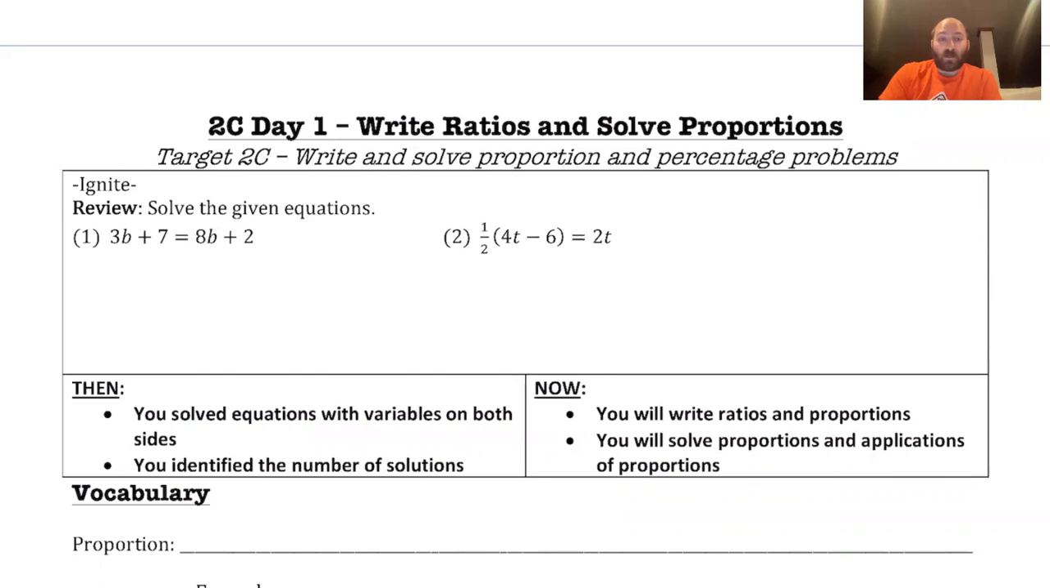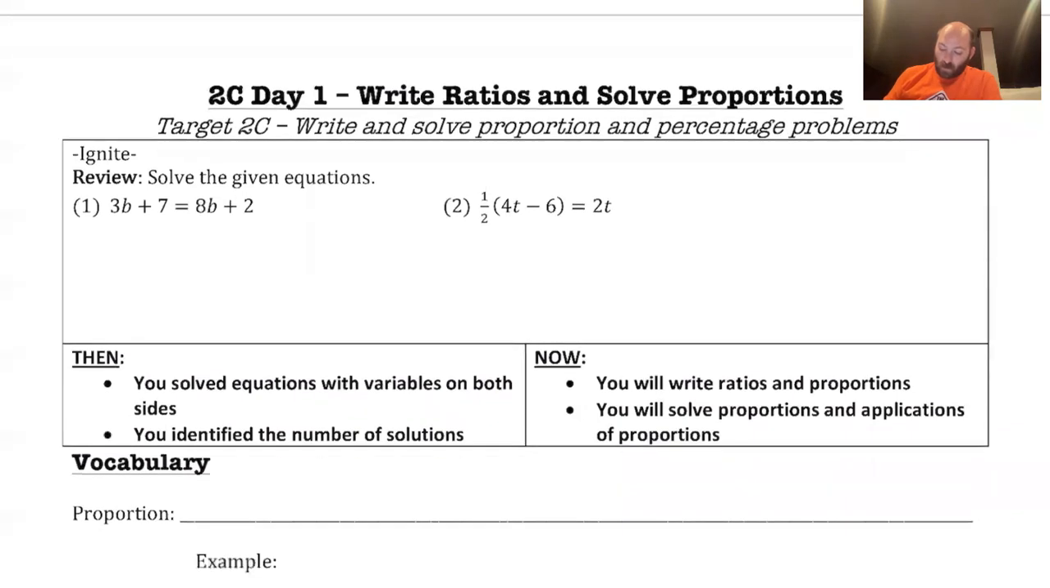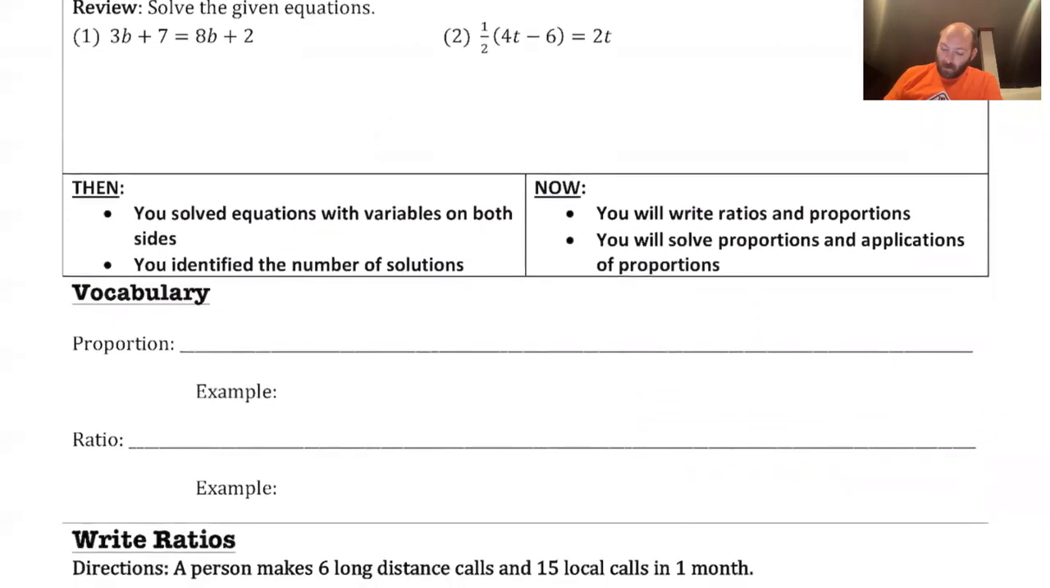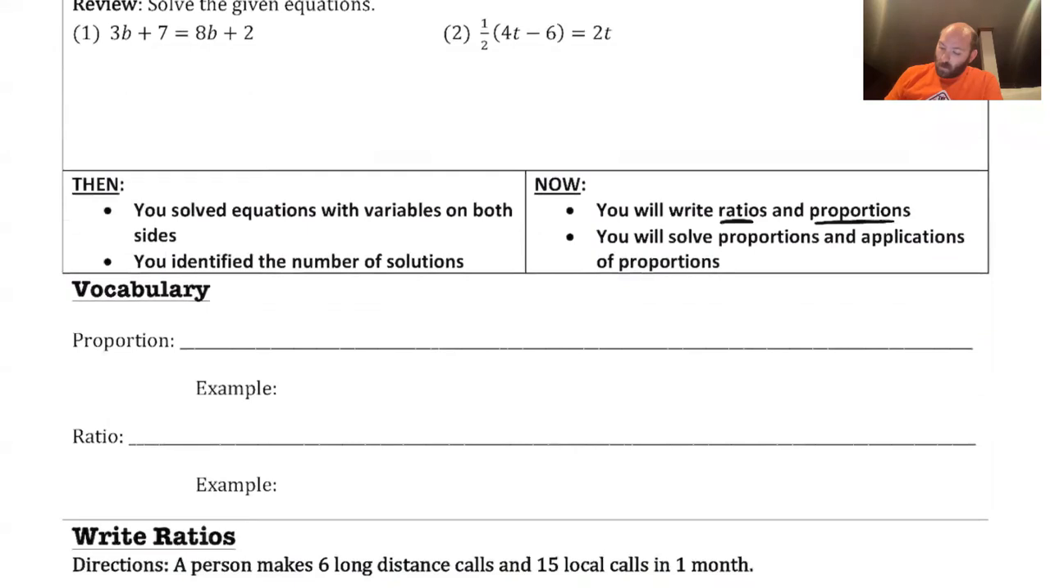Today, we're going to be talking about 2C Day 1, writing ratios and solving proportions. When we look at this, a couple of things we want to make sure we are aware of. What are ratios and proportions? We make sure we're able to write them out. And also, we have to be able to solve proportions and apply them to some real life context. So let's define these terms real quick. Even though it's in this order here, I'm going to start with ratio.